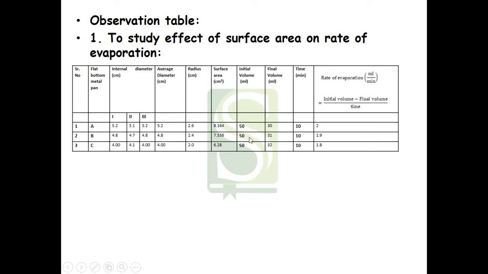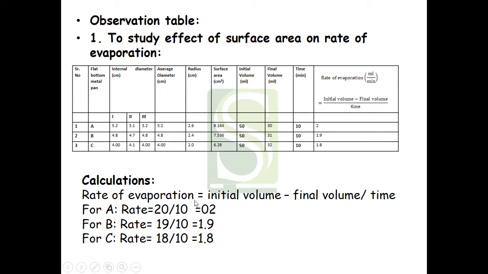Now using this information, we are going to calculate the rate of evaporation. The rate of evaporation can be calculated as initial volume minus final volume divided by time. For beaker A, initial volume was 50, so 50 minus 30 is 20, divided by 10, so the rate of evaporation was 2 ml per minute. Then for B, the difference is 50 minus 31, which gives 19, divided by 10, so the rate of evaporation for B was 1.9 ml per minute.